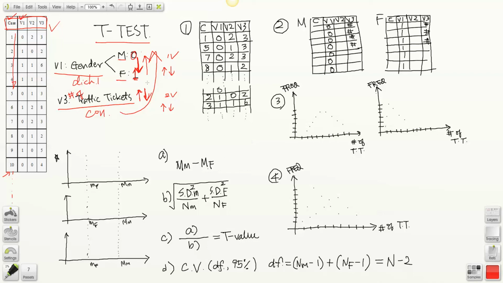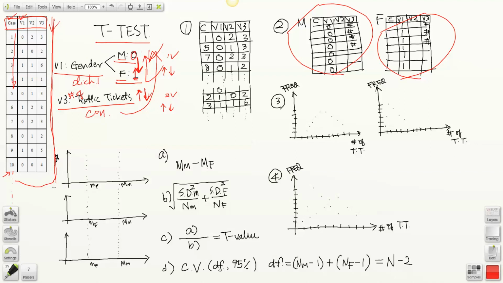So at the end, one possible interpretation of outcome might be that females are more likely than males to receive traffic tickets. That can be one possible outcome interpretation. So we're going to see that later on. So ultimately, you want to break down this whole data set into these categories, male and female. So eventually, you're going to have to see these two subsamples from this one large sample data set.